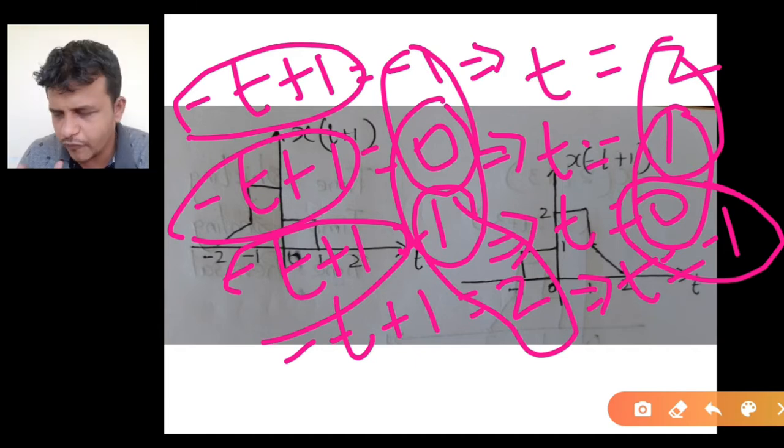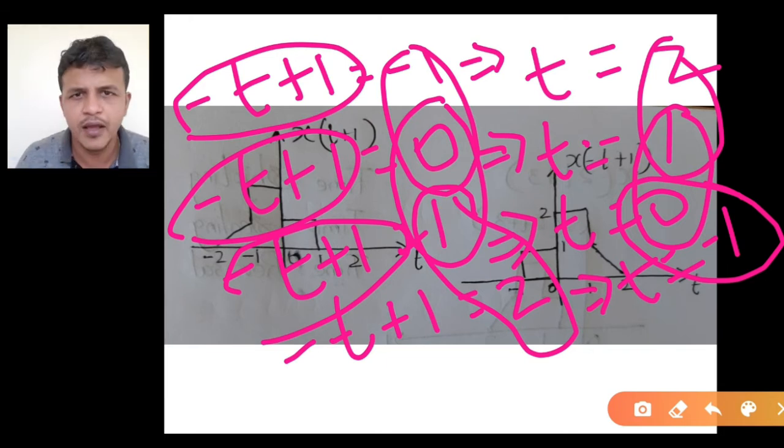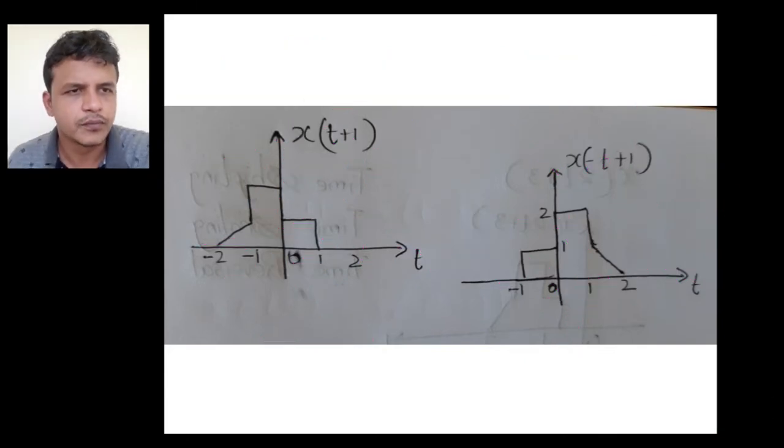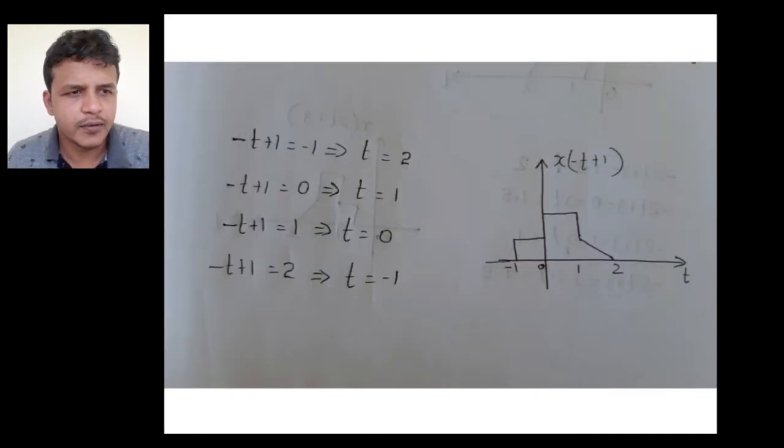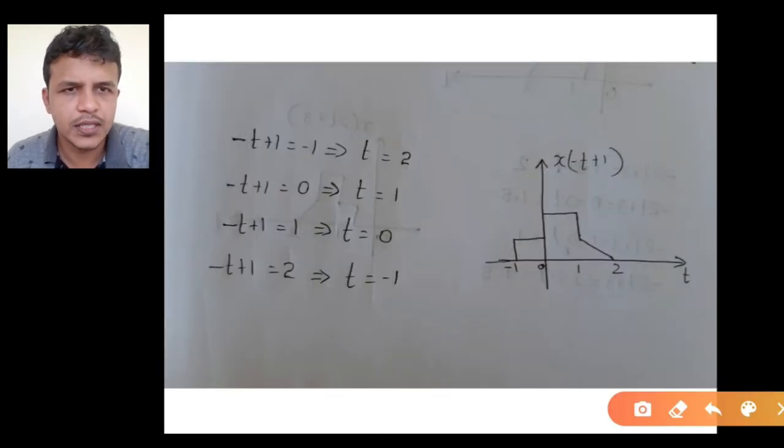Even if we forget the order, we may have confusion about which operation to take first, either time shifting, time scaling or time reversal. That kind of confusion is avoided completely here, because it is a general approach which is suitable for all kinds of problems. So here I have done minus t plus 1, that's the same thing.